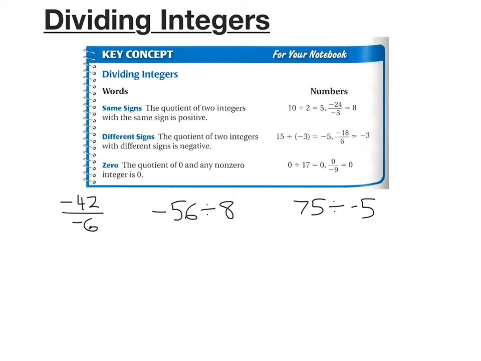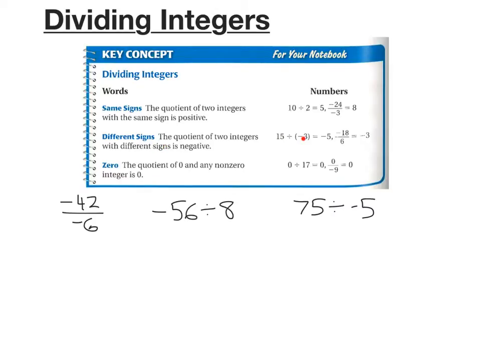If we have two numbers with the same signs, the quotient, that's what we call the answer when we do division, will always be positive. Positive divided by positive gives us a positive, and negative divided by negative gives us a positive. If they're different signs, we get a negative answer.